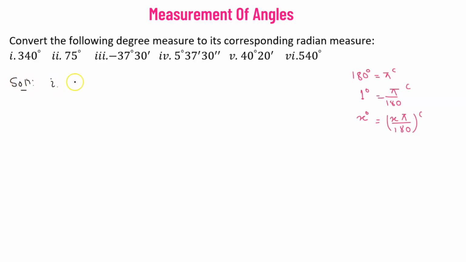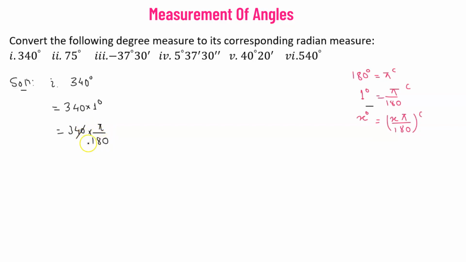We are given here the angle 340 degrees. Our goal will be to convert it into its equivalent radian measure. All we have to do is take 340. Don't use the degree now on this. So 340 degrees can also be expressed as 340 times 1 degree. Here 1 degree can be replaced with pi over 180 radians. We have 340 times pi over 180.